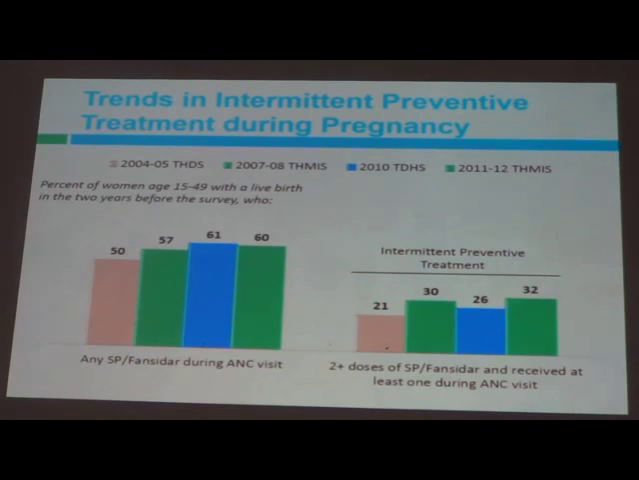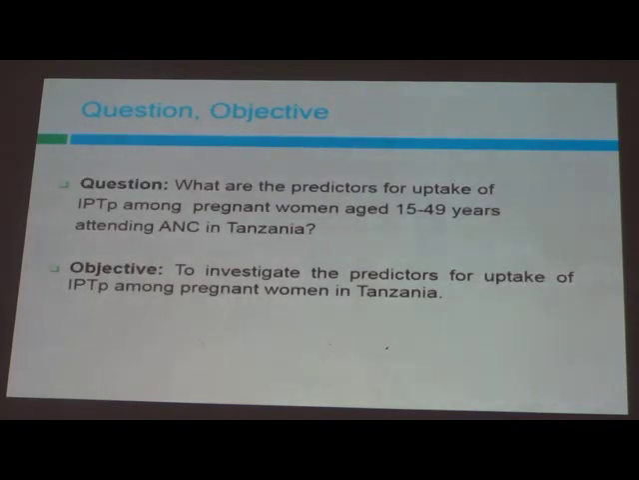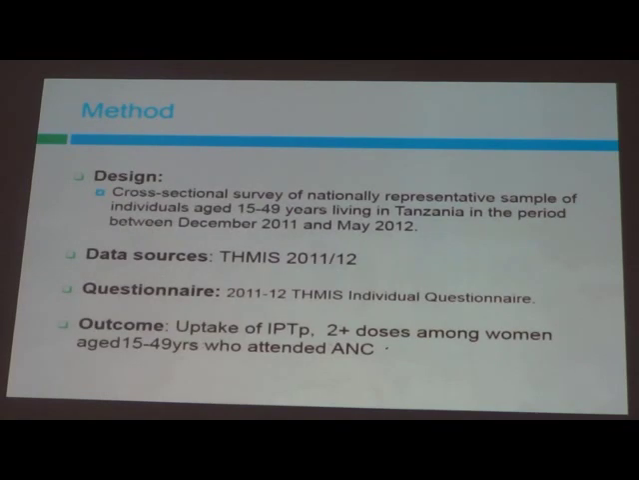But we have had some problems when you look at the previous data. Only a third of women in our setting seem to take the recommended dosage. So the question is, what could be the factors that are influencing uptake of IPTP? So we used the same DHS data, from the 2012 Tanzania HIV Malaria Indicator Survey, and looked at the outcome variable regarding uptake of IPTP, which is 2 recommended doses.